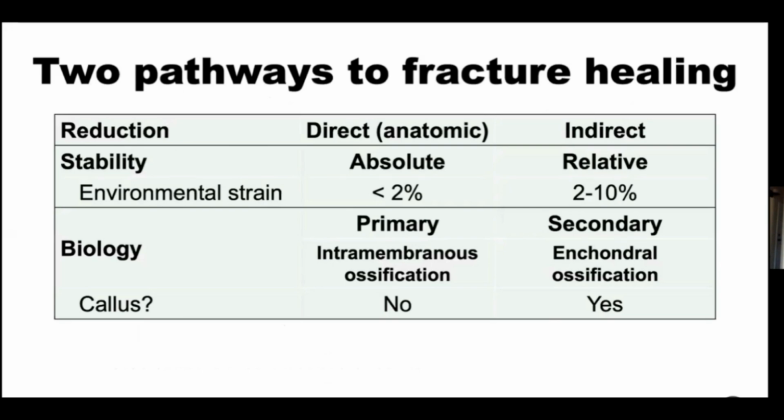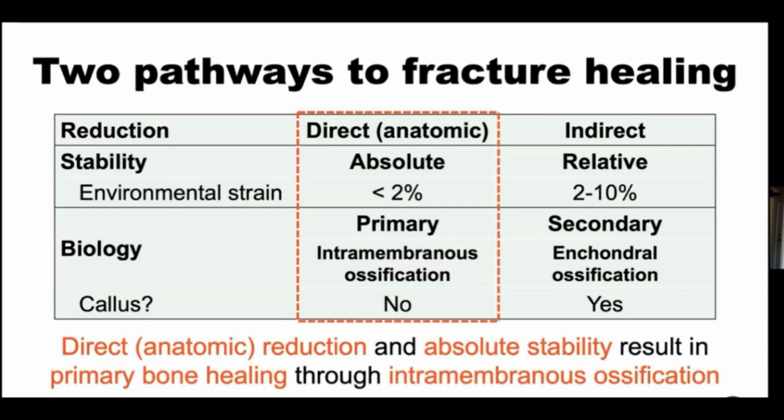And so I want to put these things together, and I want you to pay attention to the middle and right-hand columns, because these are how these three processes, from the reduction to the stability to the biology, come together to create these processes that can drive a fracture to healing. So the first pathway is this direct or anatomic reduction, where you visualize the fracture site, get things lined up anatomically, and then impart absolute stability through your implant of choice with a low strain environment that then progresses to primary bone healing through intramembranous ossification. And on x-ray, it's characterized by a lack of callus.